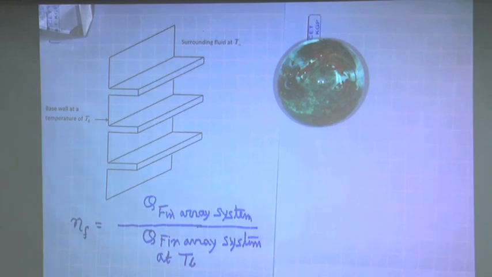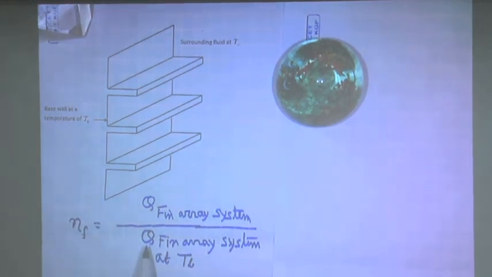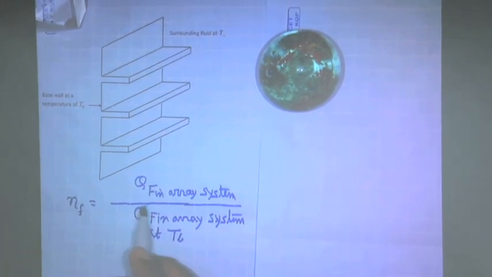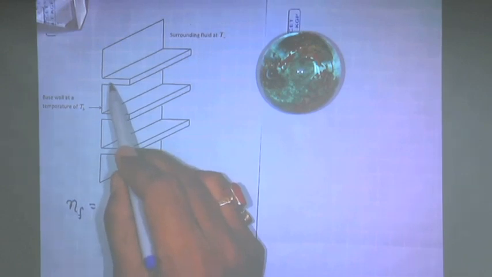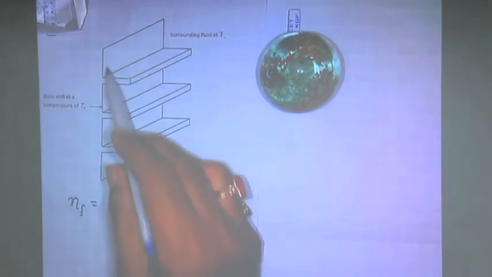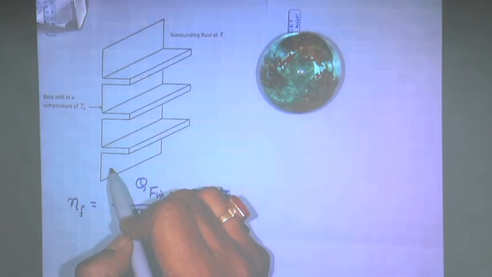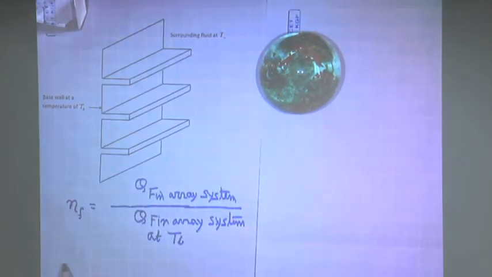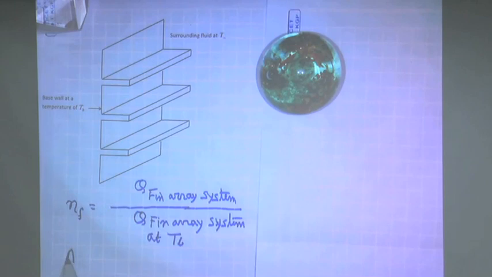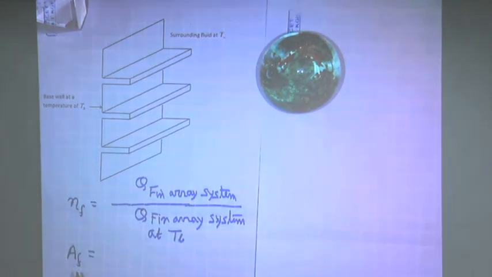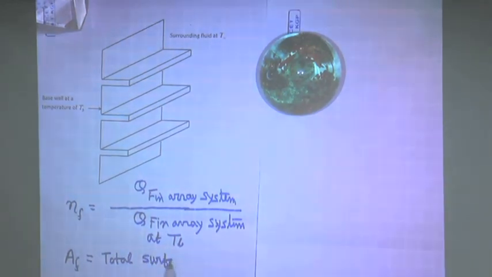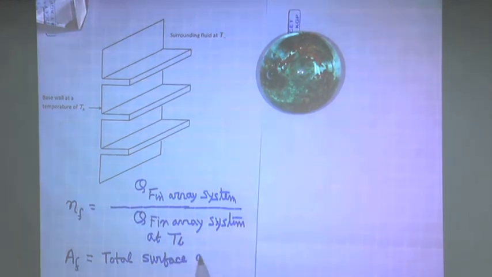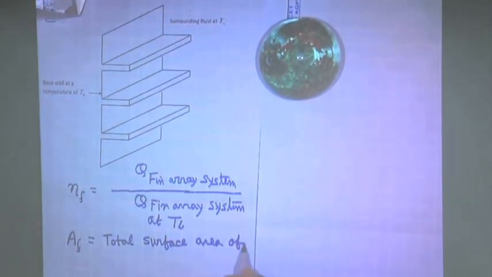What is the difference? The difference is that here, for the fin array system, when we consider Q, we have to consider the heat transfer from the fin and also the heat transfer from the unfinned portion. Now, with this nomenclature, let us consider AF as the total surface area of the fin.